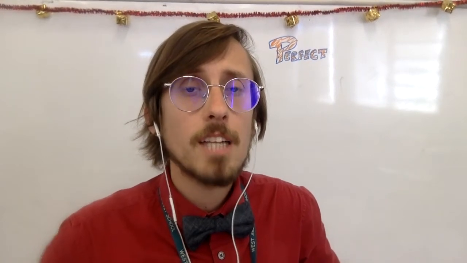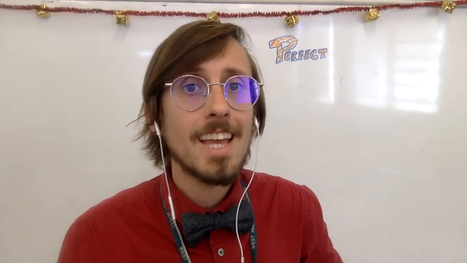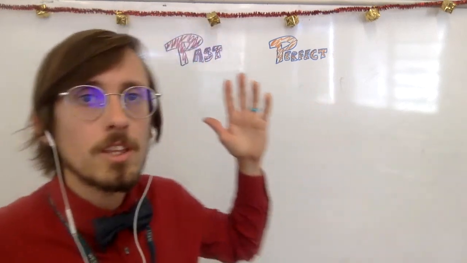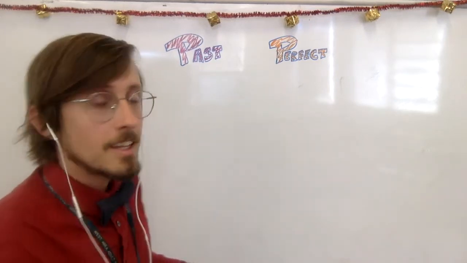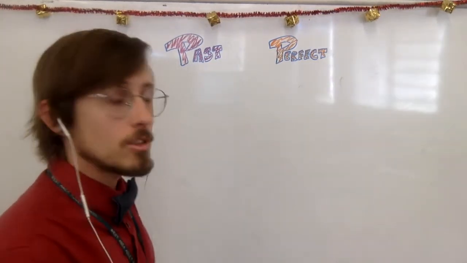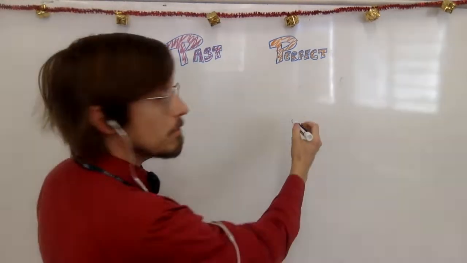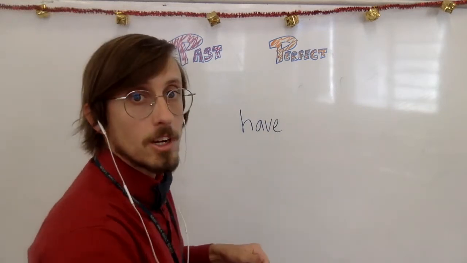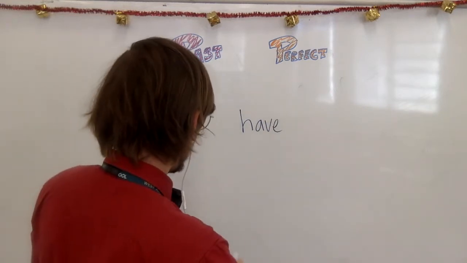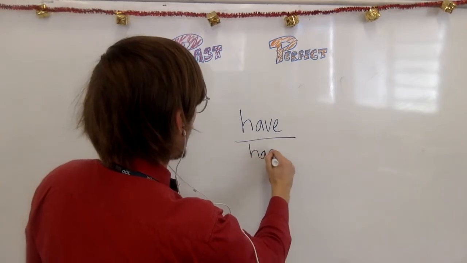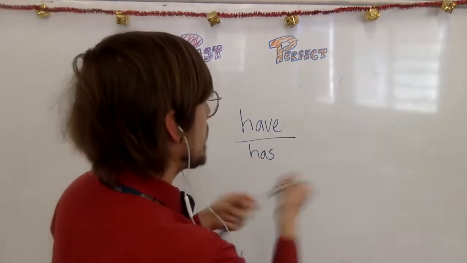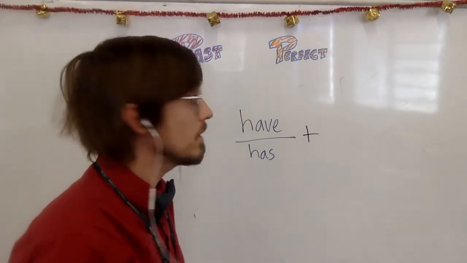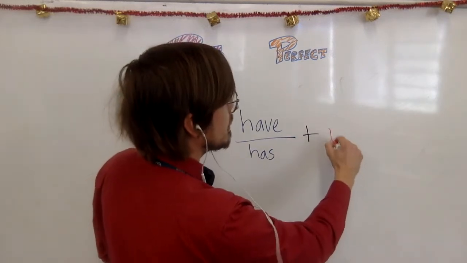In the previous videos, I talked about something called the present perfect and the present perfect continuous. In this video, I'm talking about something called the past perfect. The past perfect is very similar to the present perfect. In the present perfect, we have the verb have, or the third person conjugation has. Okay? And we also have a past participle that could be regular or irregular.